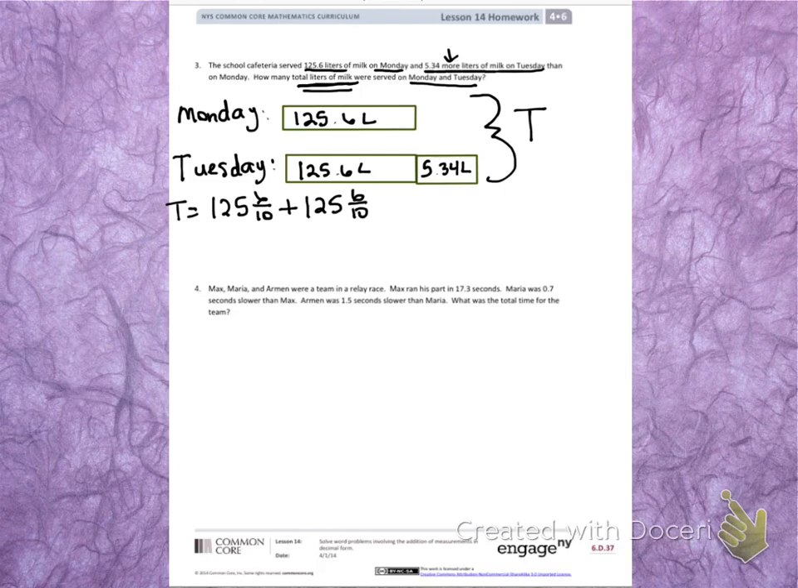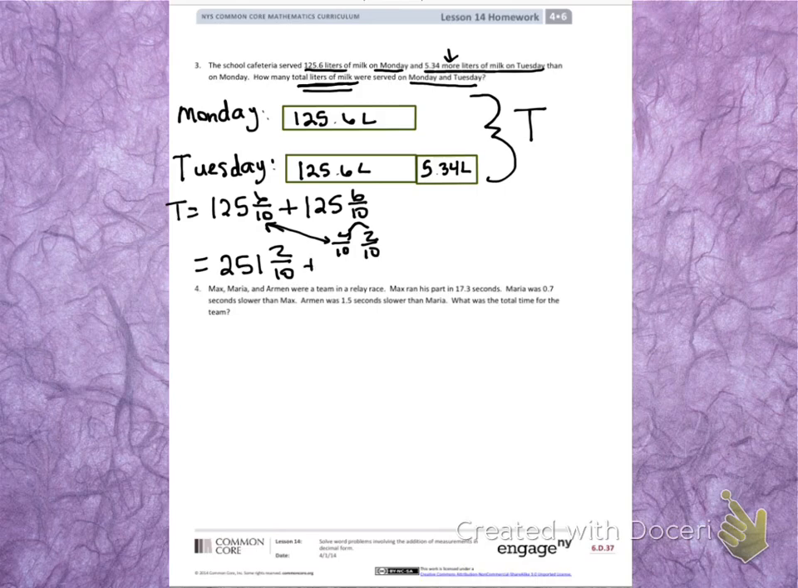So 125 6/10 and 125 6/10. I'm going to go ahead and use my little number bond here. I'm going to use a 4/10 and a 2/10 because now these two make 10/10, which is 1. So 125 and 125 is 250 plus the 1. So it's going to be 251 and 2/10. If that number bond doesn't make sense to you, I've been using it in some of the previous lessons, so you could look back at that.